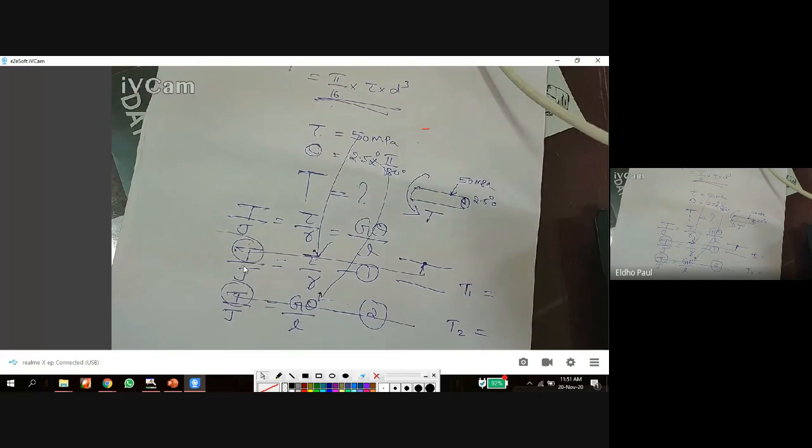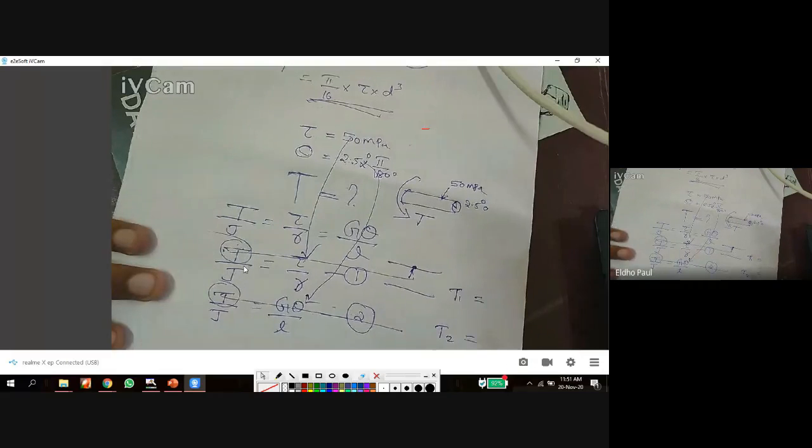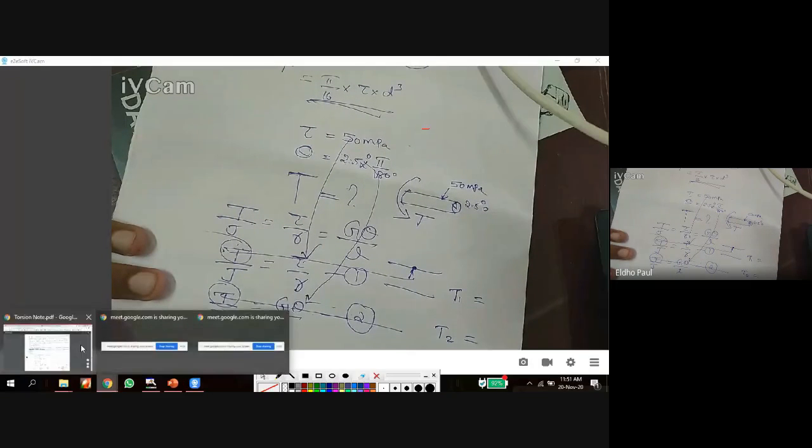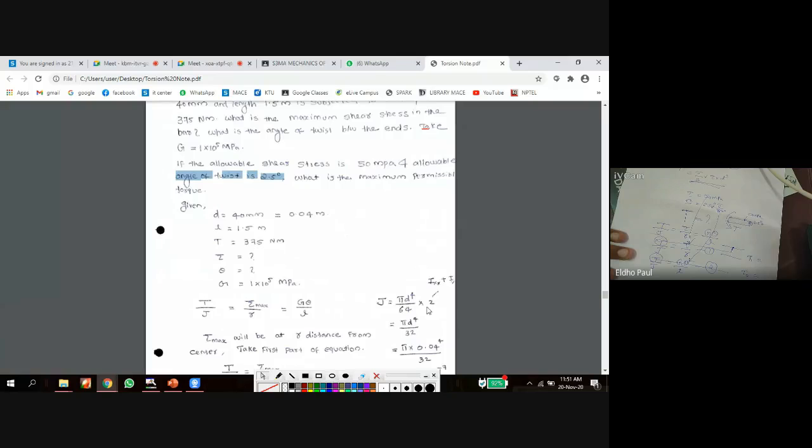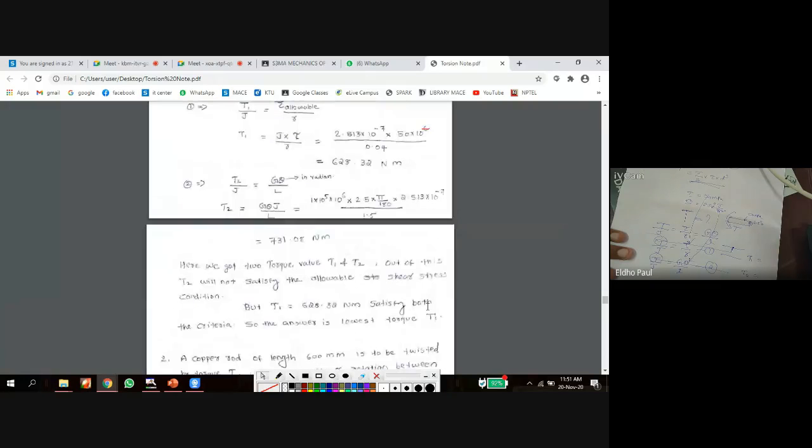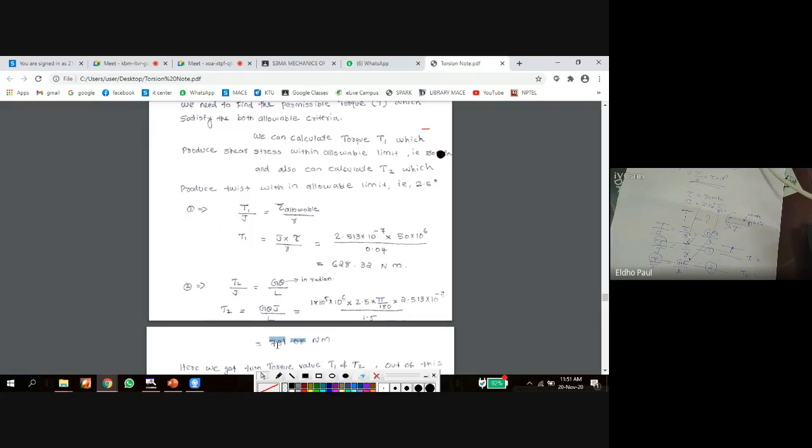If I select the higher T value, for example, in this problem we got two T values. What are they? That is 681 and 731. These are the two T values. If I select 731, what will happen? If we substitute that 731 here, the corresponding shear stress will be greater than 50.